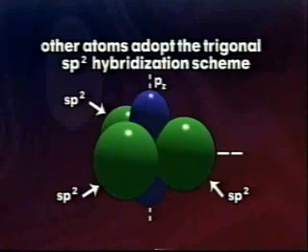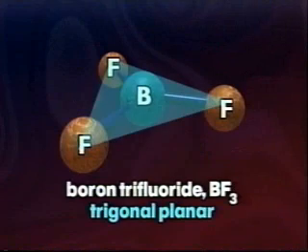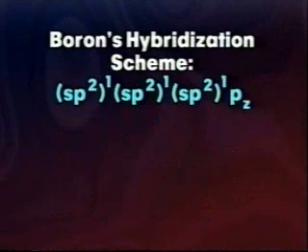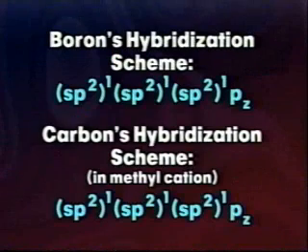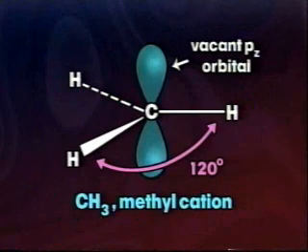Other atoms can also adopt the trigonal sp2 hybridization scheme. For example, boron trifluoride has a trigonal planar shape, but if we look at boron's hybridization scheme, we see that it's the same as carbon's hybridization scheme in the methyl cation we looked at a minute ago. The orbitals of boron in BF3 are just like the orbitals of carbon in CH3+, the methyl cation.